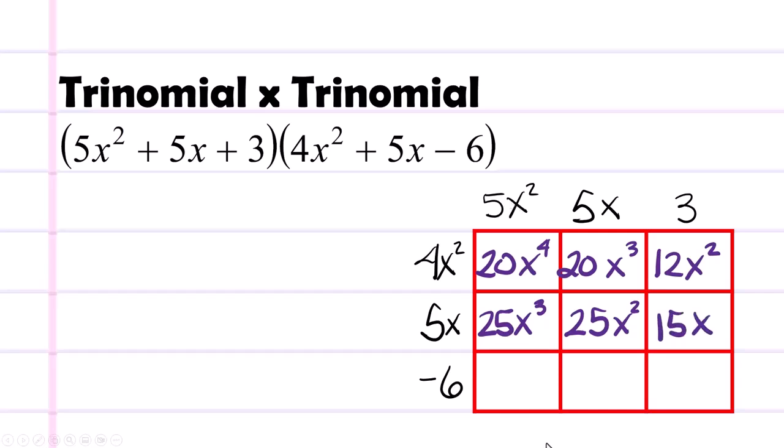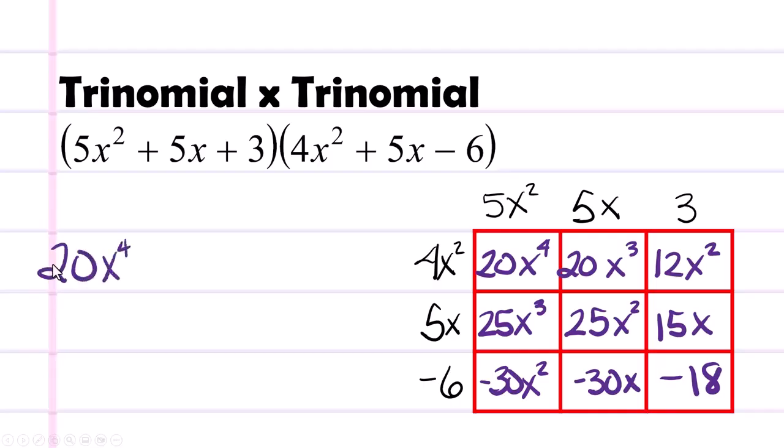Negative 6 times 5x squared is negative 30x squared. Negative 6 times 5x is negative 30x. And negative 6 times 3 is negative 18. All right, we got some work to do to combine. There's only one 4th degree term. That's going to be the first one that we write because it has the highest degree. We've got a couple of cubes. Let's put those together. A 20 and a 25 is 45, so that's 45x cubed.